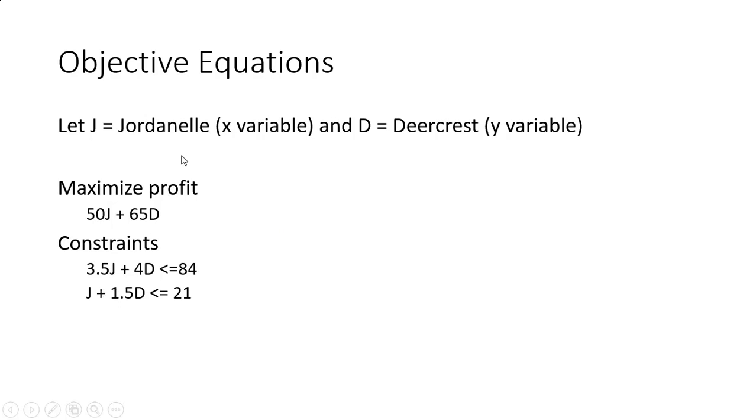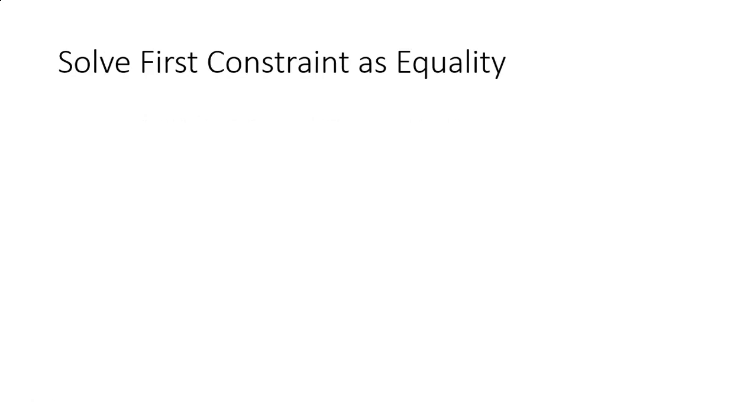It takes 1 hour to finish Jordanelle, and it takes 1.5 hours to finish Deercrest, and we only have 21 hours available. Then we want to make at least twice as many Deercrest as Jordanelle. So this is the constraint in mathematical format. And finally, we can only make positive quantities or zero quantities. We cannot make negative quantities. So let's go on with how to do our linear programming by hand.